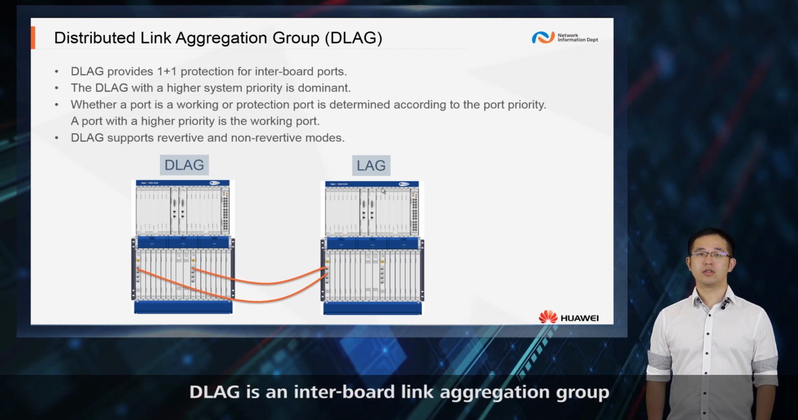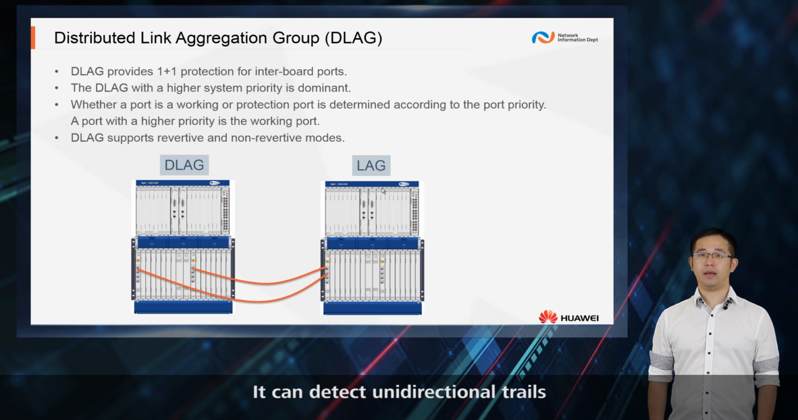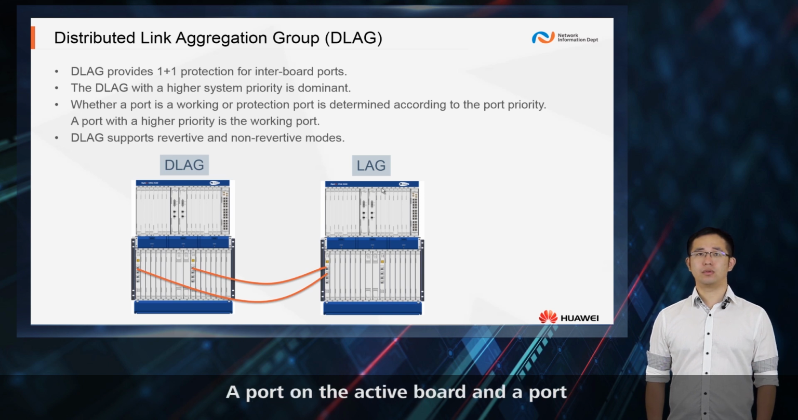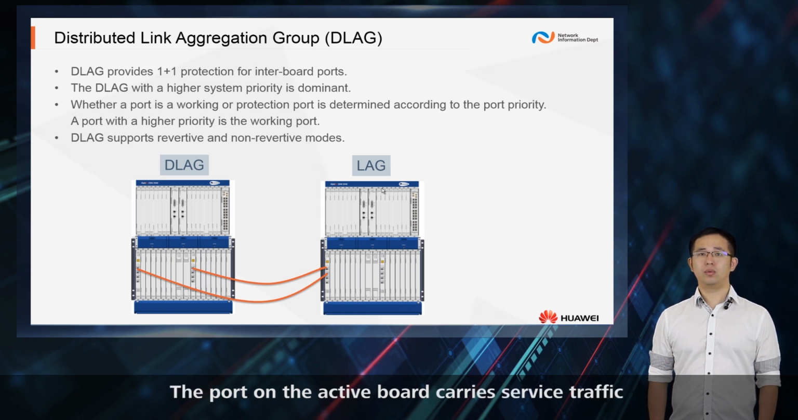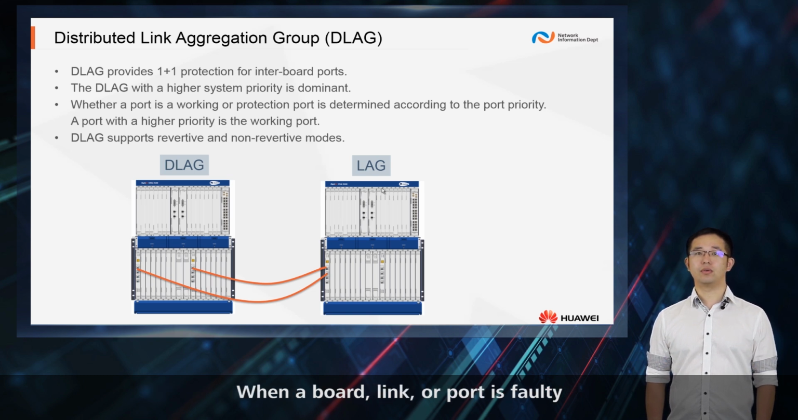DLAG is an inter-board link aggregation group and provides board-level protection for ports. It can detect unidirectional trails to implement 1+1 protection for interboard ports. A port on the active board and a port on the standby board form a DLAG. The port on the active board carries service traffic, and the port on the standby board is in the standby state. When a board, link, or port is faulty, services are switched to the standby board.